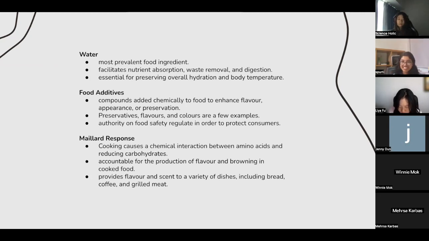Preservatives, flavors, and colors are a few examples, and they are heavily monitored in food safety in order to protect consumers. Next we have the Maillard reaction, which is a chemical interaction between amino acids and reducing carbohydrates. This is normally when meat is being cooked and is accountable for the production of flavor and browning in cooked food. It provides flavor and scent to a variety of dishes and is normally most prominent when cooking meat.